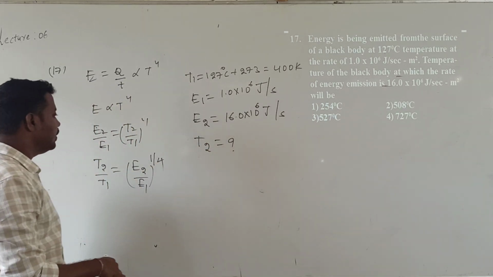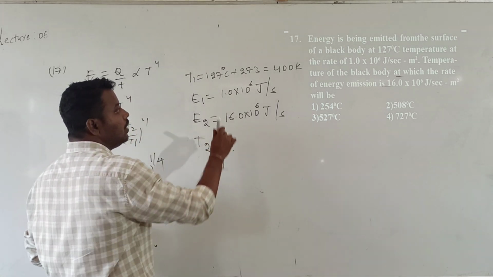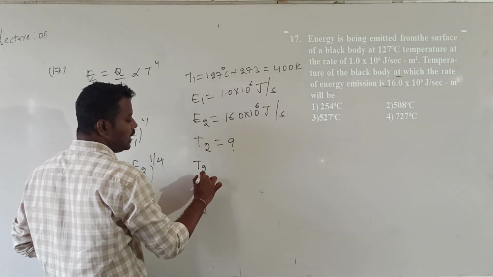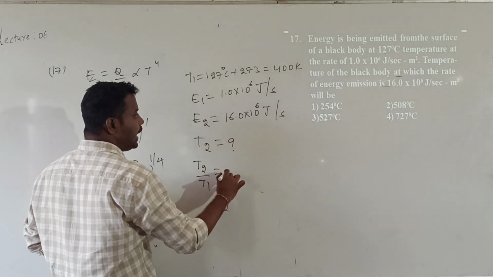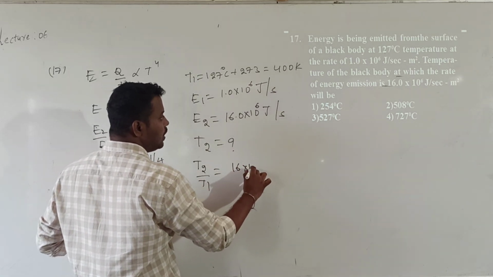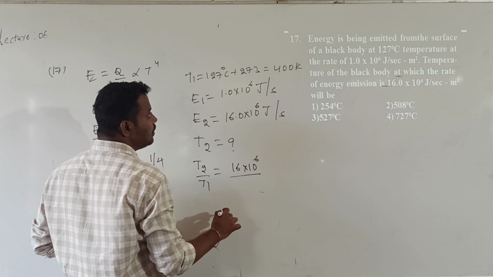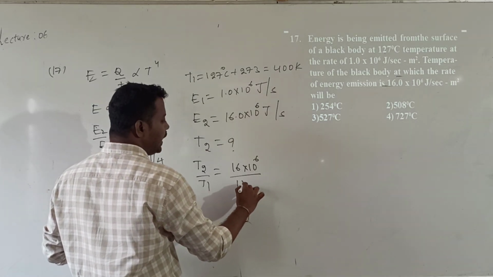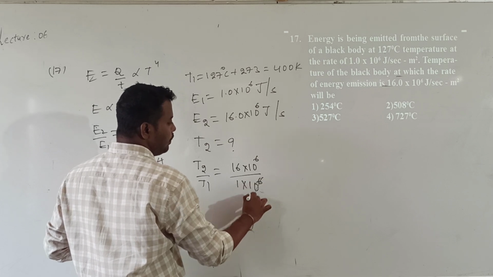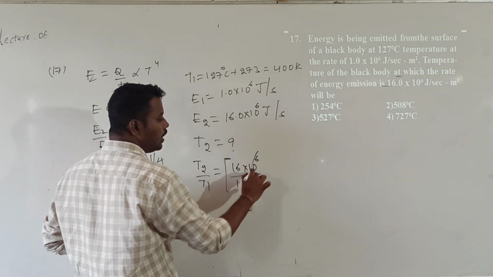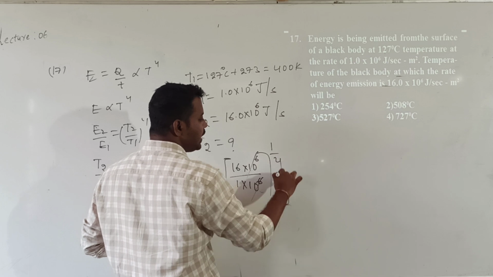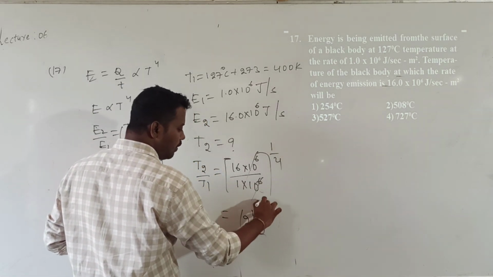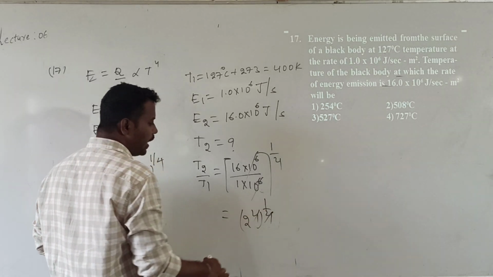Same formula. But remember, always you need to convert the temperatures into Kelvin. So then what I get, T2 by T1 is equal to T2 value 16 into 10 power 6 divided by 1 into 10 power 6. 10 power 6 cancel, whole power 1 by 4. So 16 can be written as 2 power 4. 2 power 4 whole power 1 by 4. So 4 cancel.